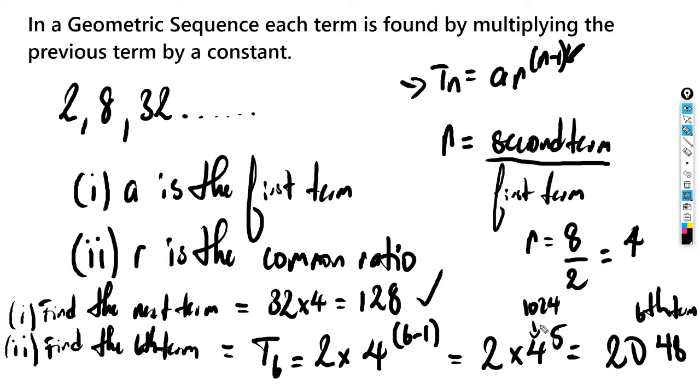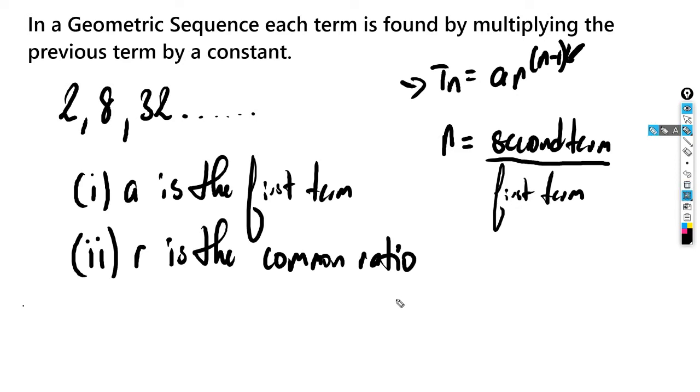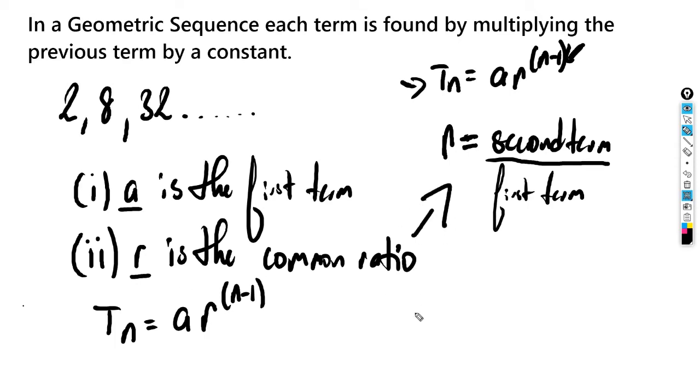All right, and that's it, guys. Let's just clear the screen and show you the general formula. The general formula is t to the n is equal to a times r to the n minus 1. And r is equal to the second term divided by the first term. a is the first term, and r is known as the common ratio.